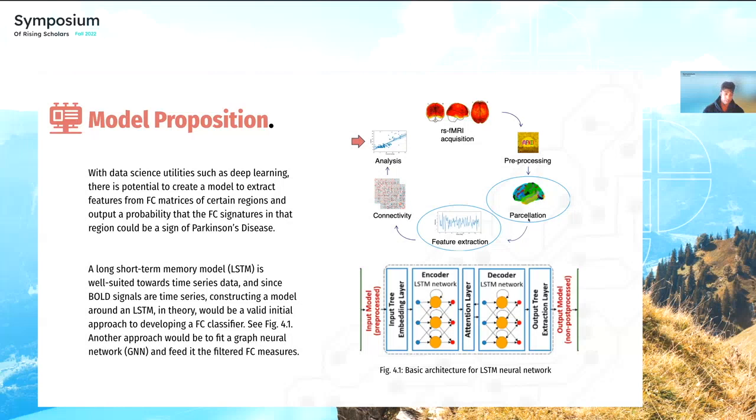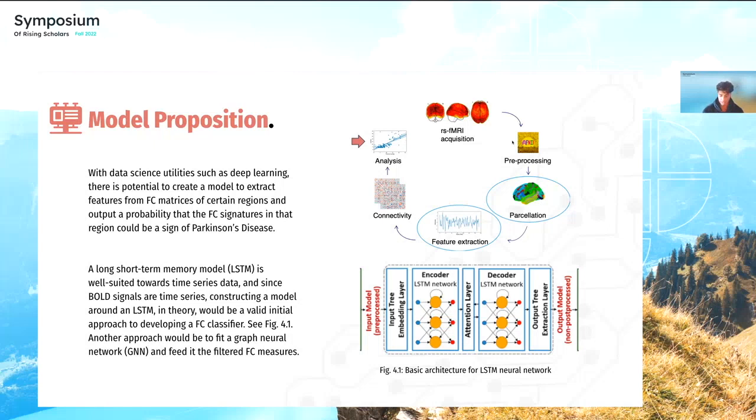One is a long short-term memory model, an LSTM, which is well suited towards time series data. Since both signals are time series data, constructing a model around LSTM in theory would be a valid initial approach to test. And then another approach, which is seemingly more plausible, is a graph neural network.